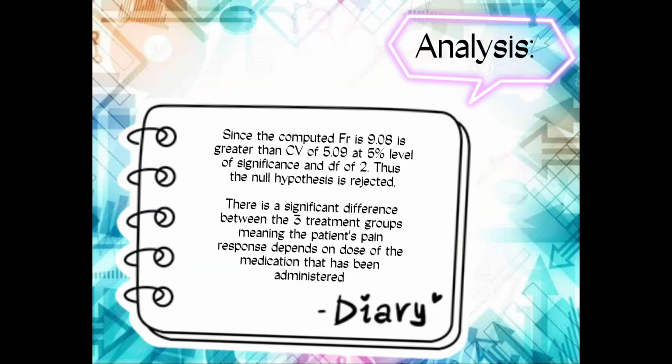So the analysis is, since the computed FR is 9.08 is greater than the critical value of 5.99 at 5% level of significance and the degree of freedom of 2, thus the null hypothesis is rejected. Therefore, there is a significant difference between the 3 treatment groups, meaning the patient's pain response depends on the dose of the medication that has been administered.